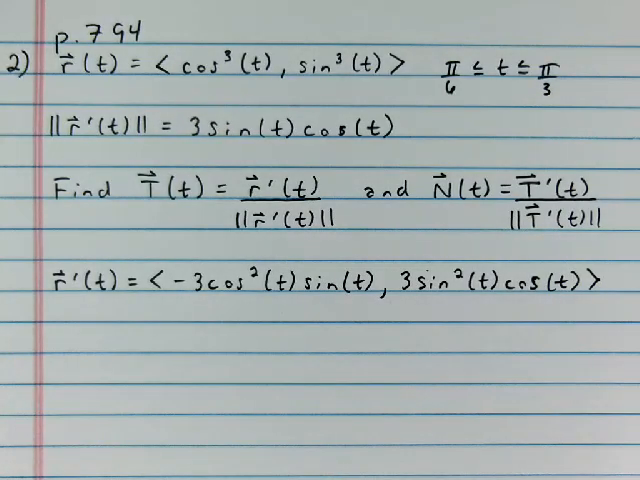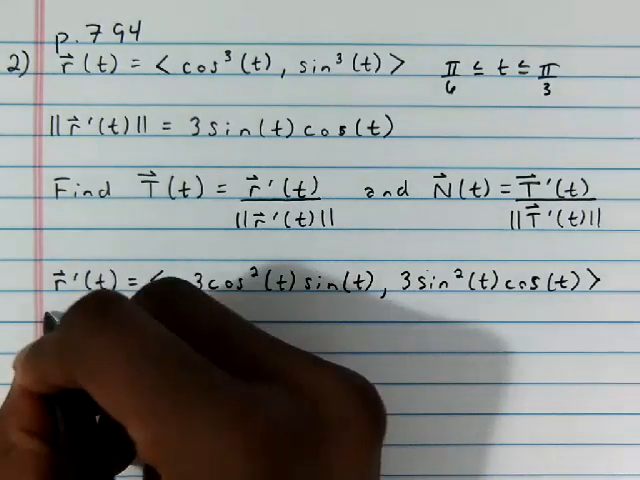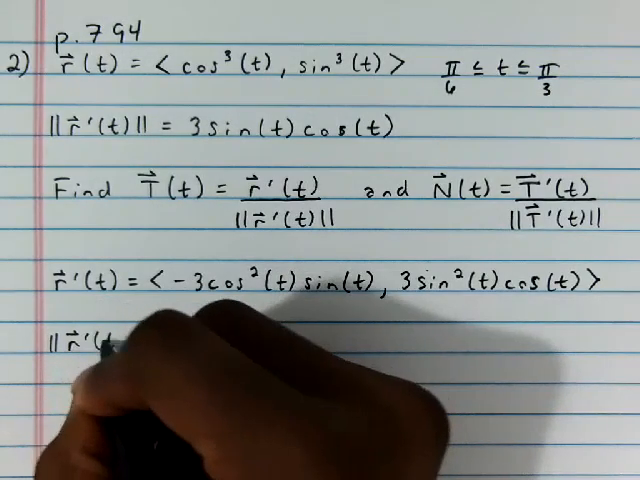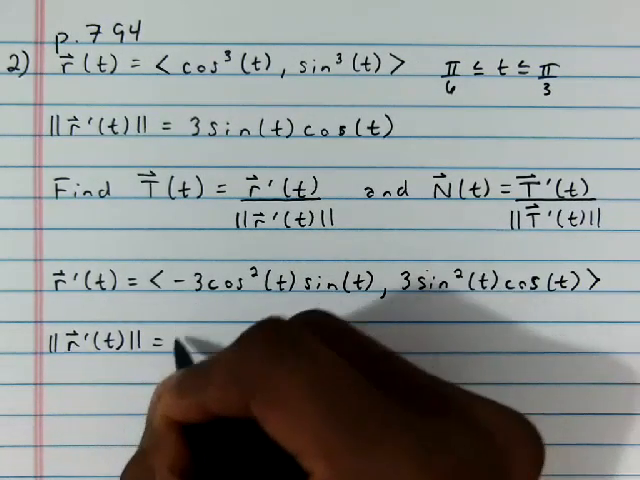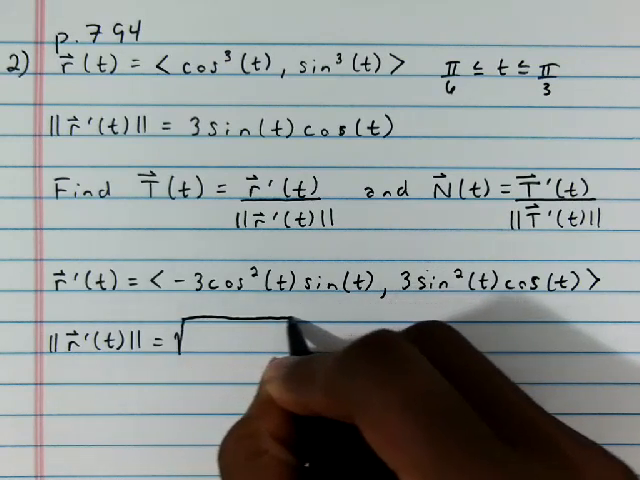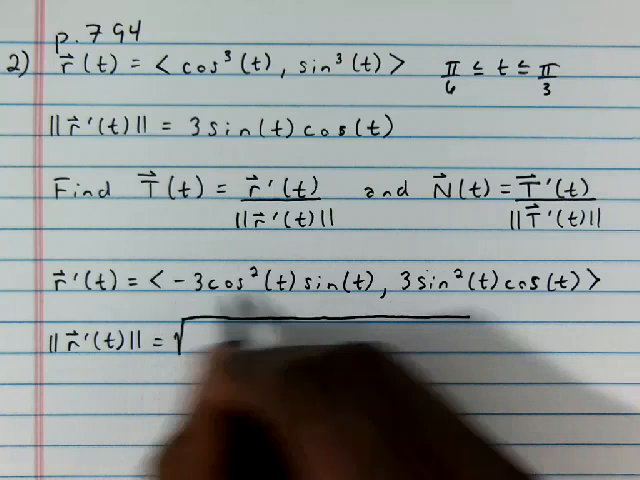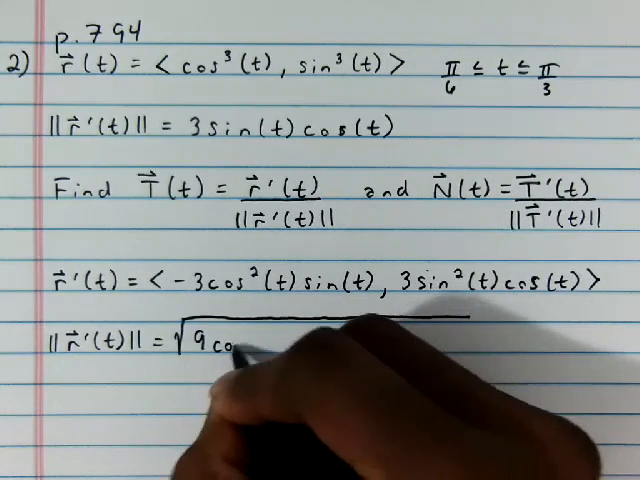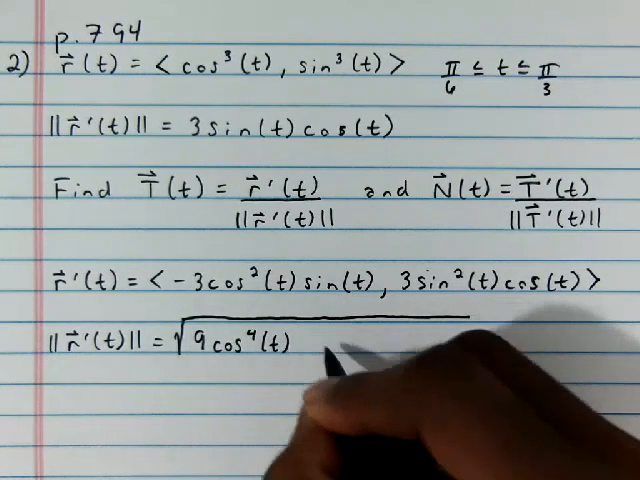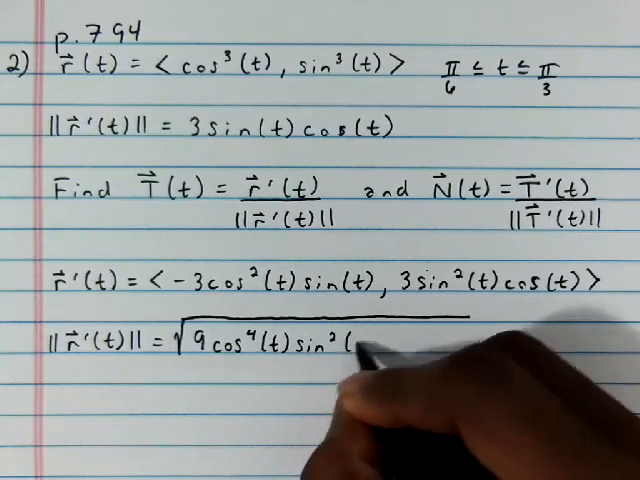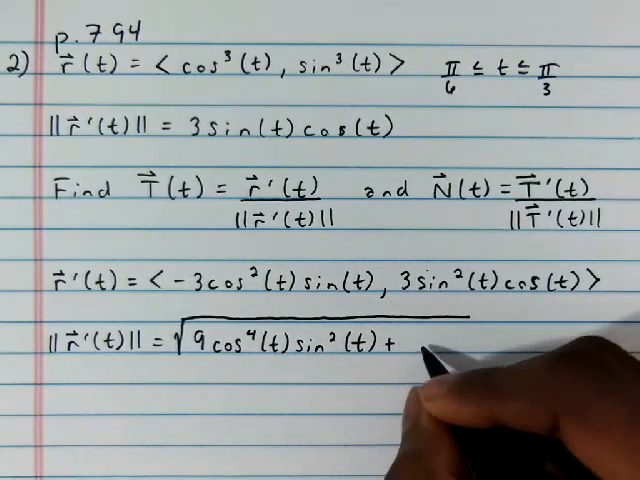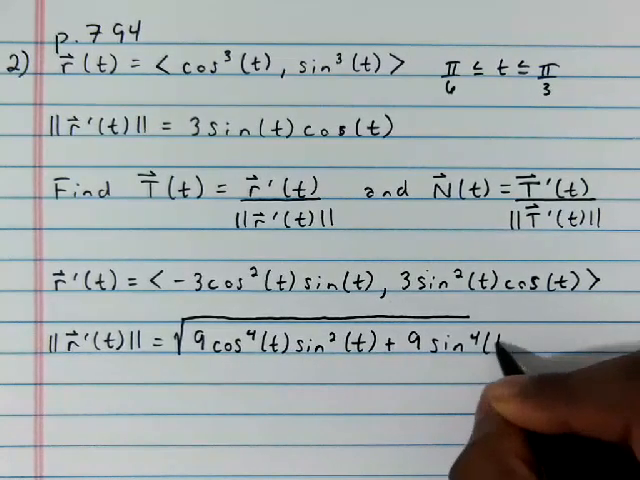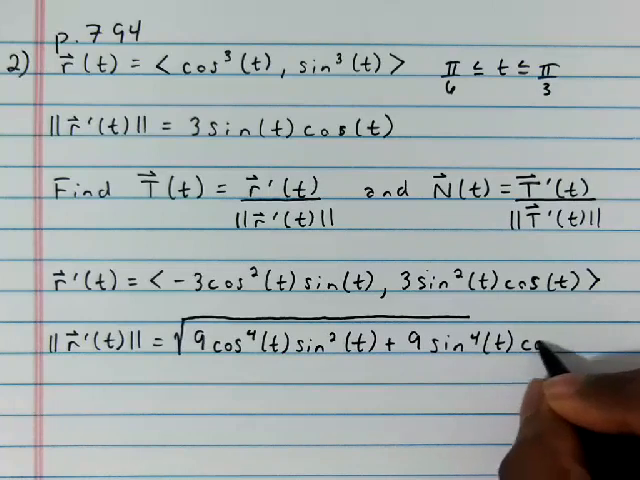Now we need to find the magnitude of this vector. So the magnitude of r prime of t equals the square root of this square plus that square. So we're going to get 9 cosine to the 4th of t sine squared t plus 9 sine to the 4th of t cosine squared t.